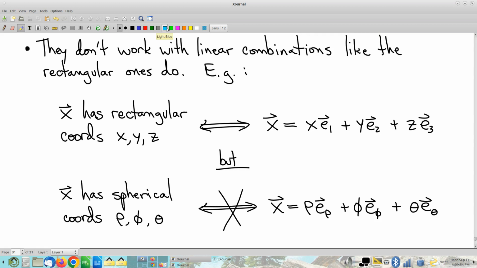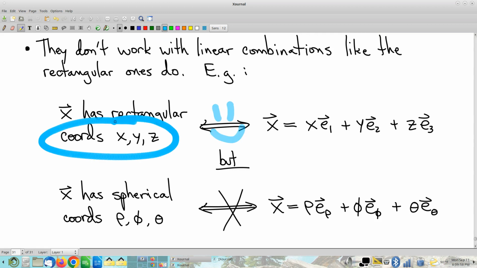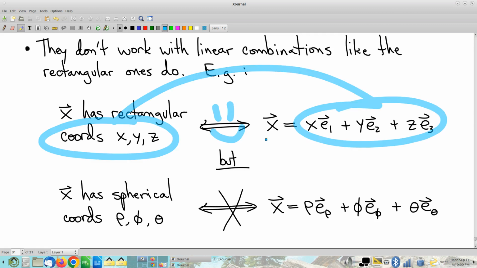When you have rectangular standard basis vectors, you get this nice relationship. Coordinates become coefficients in a linear combination of standard basis vectors. One of our fundamental facts of linear algebra. Very convenient, very powerful, very useful fact of linear algebra there. It does not work in any other coordinate system. So, for example, in spherical here, it's just not.